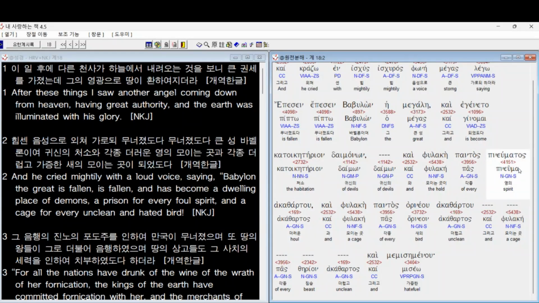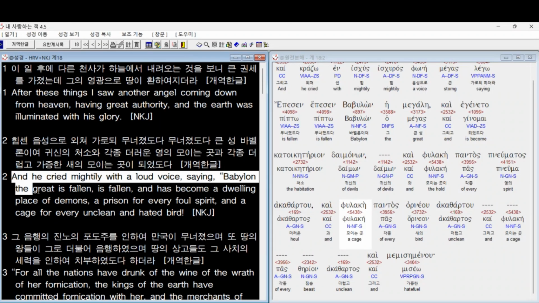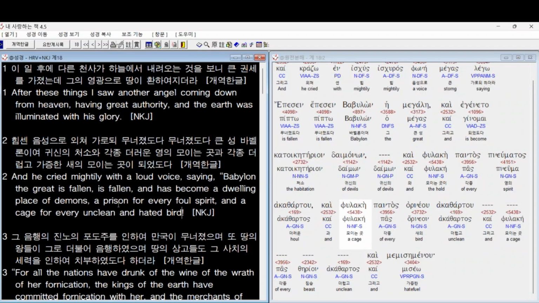Of every unclean spirit. Kai phulake pantos orneou akatharton, kai memismenou. So not only the prison of every unclean spirit, but also a prison, the same thing. It's not a cage. Okay. So the New King James does not do so good a job here. I don't know who translated it, one of the 140 people, but they put "prison" here. Why not put "prison" here also? Whether he understands or not, because it is the same word.